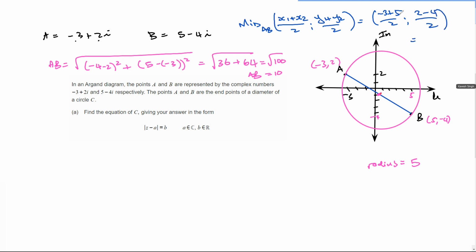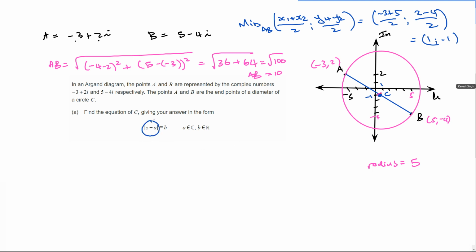-3 plus 5 will be 2. 2 divided by 2 is 1. 2 minus 4 is -2. -2 divided by 2 is -1. So that's going to be the center, which will be 1 to the right and -1 down, and that's where the center C would lie. So if the center C would lie there, then what we have to now do, it says find the equation of that in this form over here.